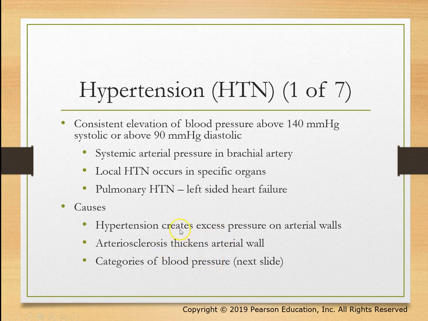So again, hypertension, I don't know that this is really causes, I probably needed to change this, but sometimes these are kind of listed wrong. It's kind of effects, not really causes. Hypertension creates excess pressure on the arterial walls, as you might imagine. If you have arterial sclerosis, like we talked about a few chapters ago, that can thicken that arterial wall, and then lead to even higher blood pressure, right? Because you already have a smaller space there as well.